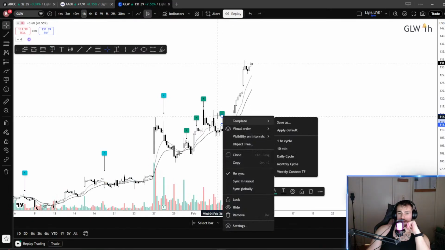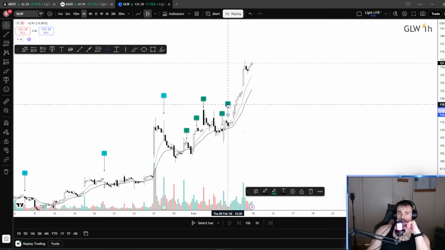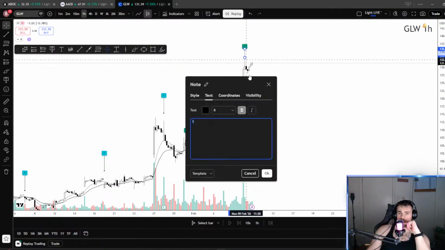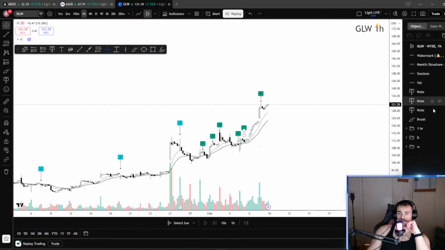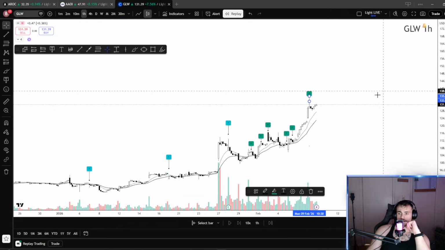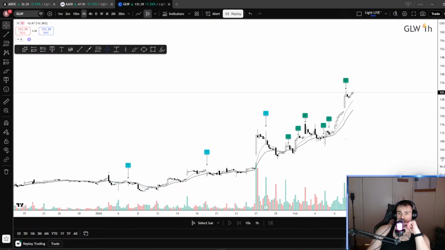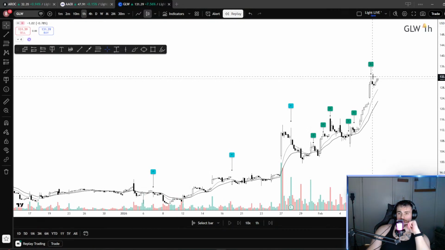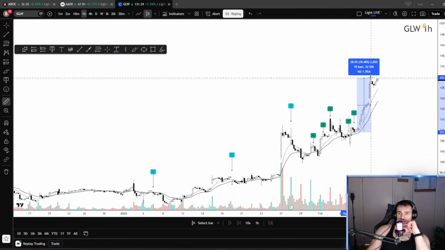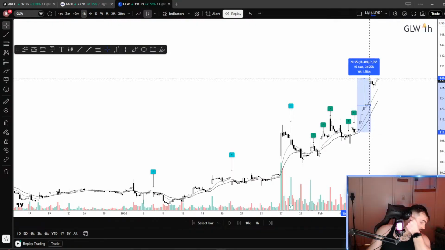Just gonna throw some labels on this chart just to help my eyes. I mean, this does look like a good setup. It's really strong, because look at this massive push. This was like an 18% move.